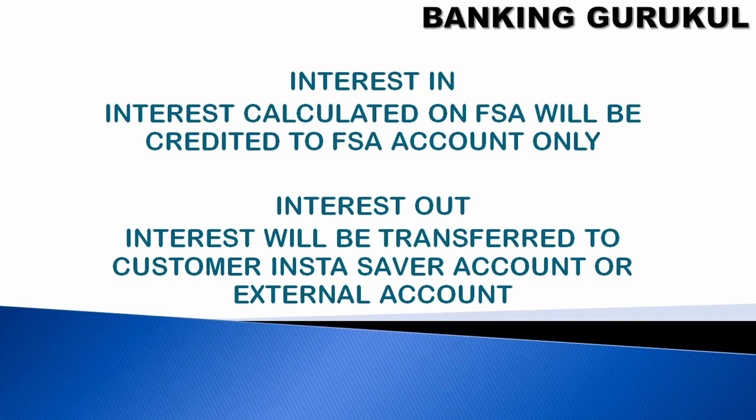So what is interest in and interest out? When you open a fixed saver account, you will get interest. It may be monthly or yearly. Interest in means whatever interest is calculated on the fixed saver account will be credited to the same fixed saver account only. If it is interest out, interest will be transferred to the customer's InstaSaver account or an external account. So in the first scenario, the interest will stay with the bank only. In the second scenario, the bank will send it outside the bank or credit it to the customer's operative account.